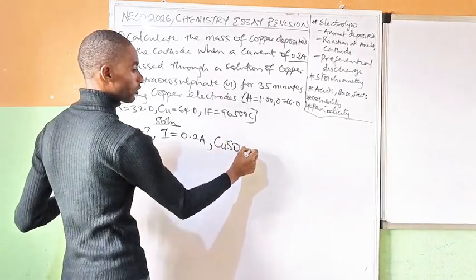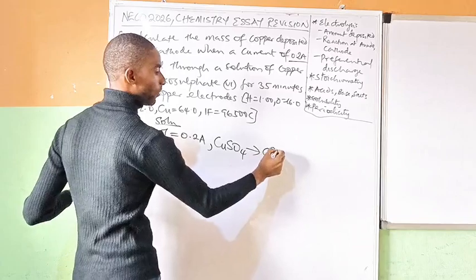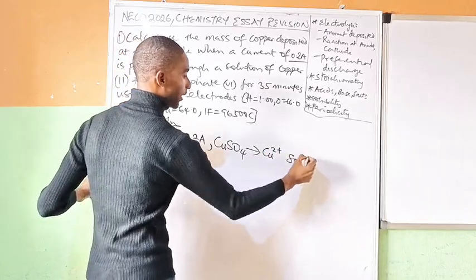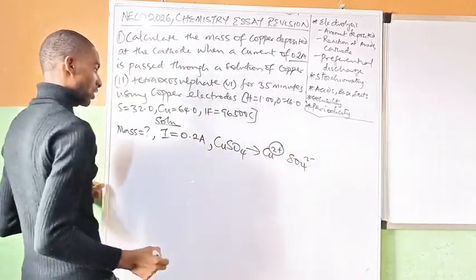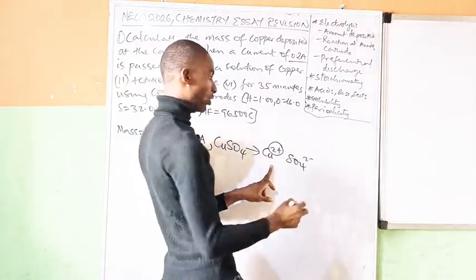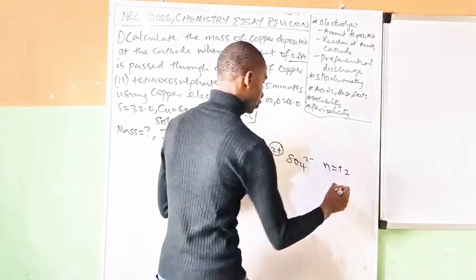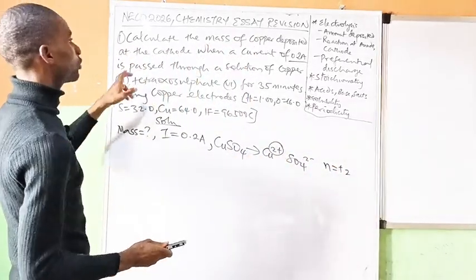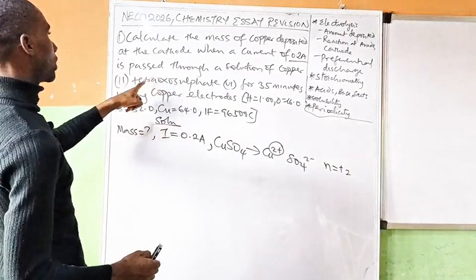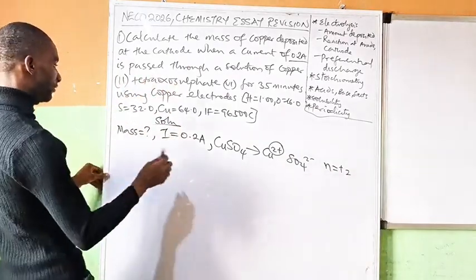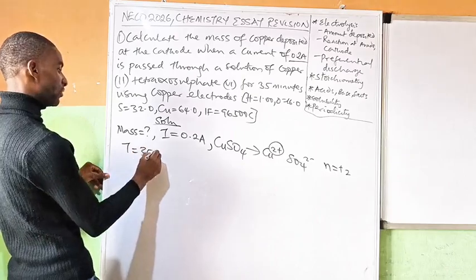Copper sulfate, CuSO4. So if you ionize this, it is going to give you Cu2+ and SO4 2-. So the charge that we're going to be using for this calculation is plus 2. So our n is plus 2. All right. When a current of 0.2 ampere is passed through copper sulfate for 35 minutes, so the time is 35 minutes.